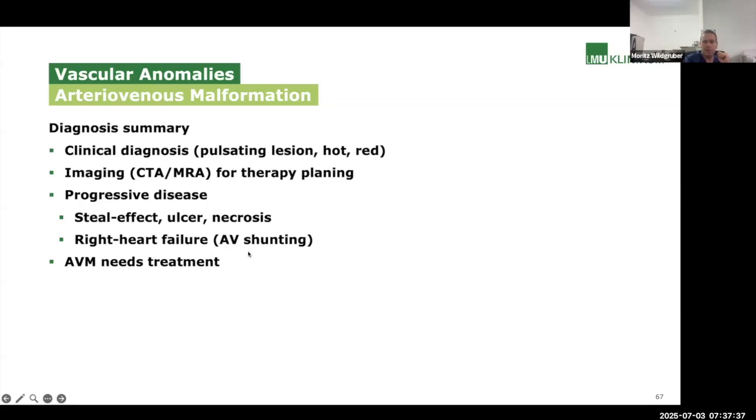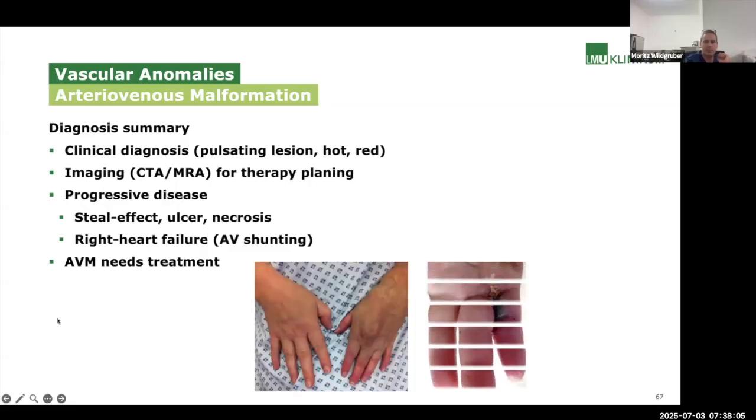AVMs are progressive throughout life, and they cause two problems. The first one we've already seen, local ulcer and necrosis. And if the arteriovenous shunting is getting too high, then there may occur an overload of the right ventricle, and the patients may go into right heart failure. That means AVMs really need treatment. Venous malformations, if they don't cause harm, can also be left alone because they are not progressing.